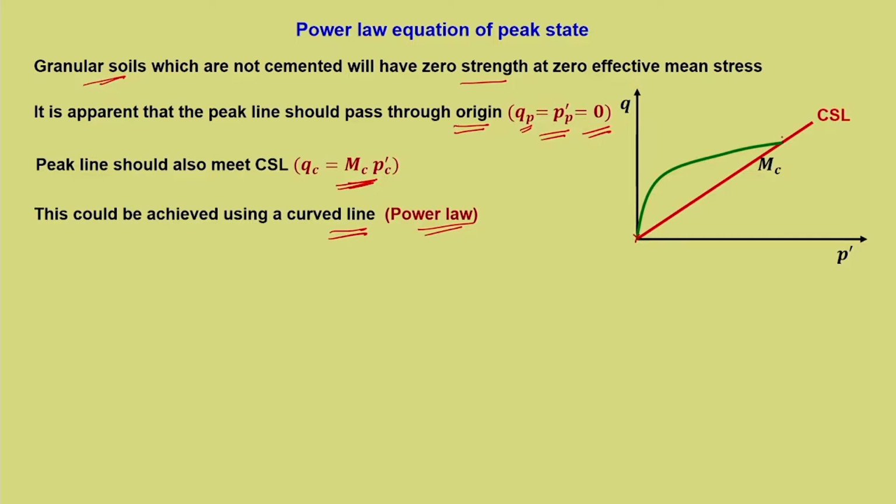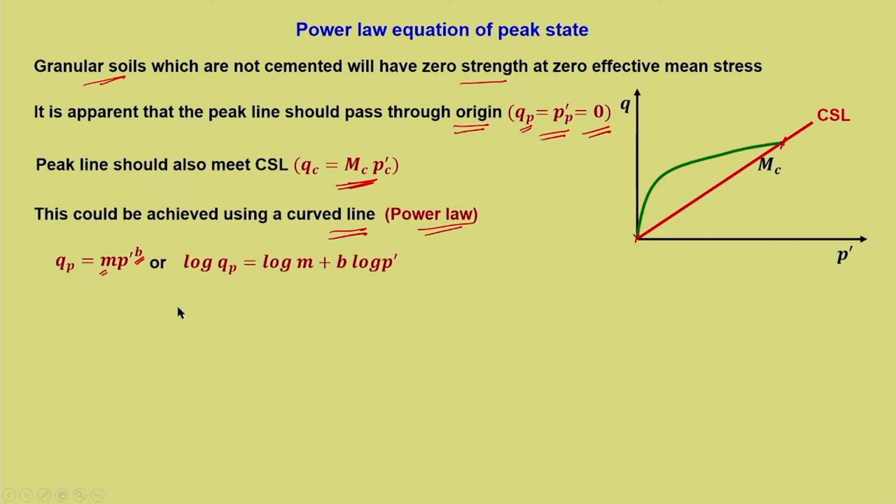If we represent the peak state points using a curve like this, which is a power curve, then this will satisfy that it goes through the origin and it meets the critical state line. So, both the points are actually met, and that can be represented as Qp = M p'^B, where M and B are the power equation parameters.